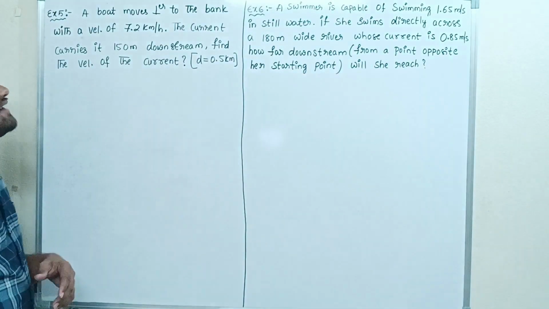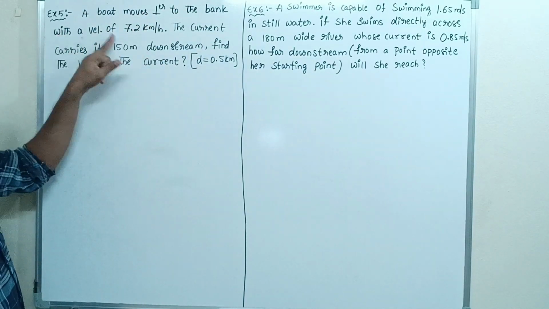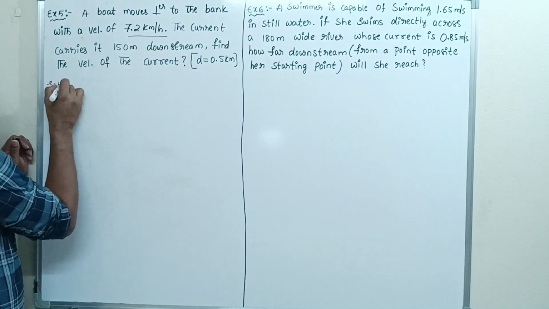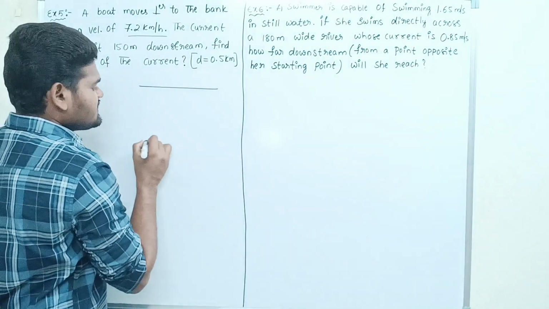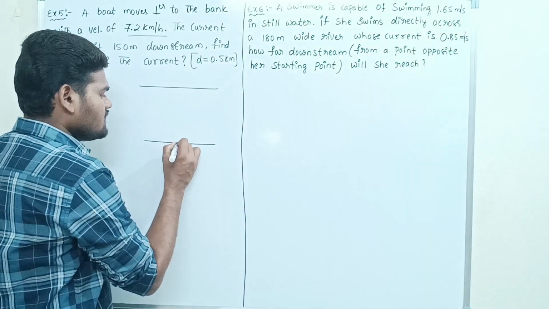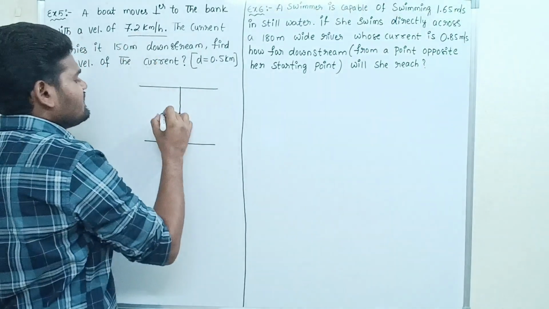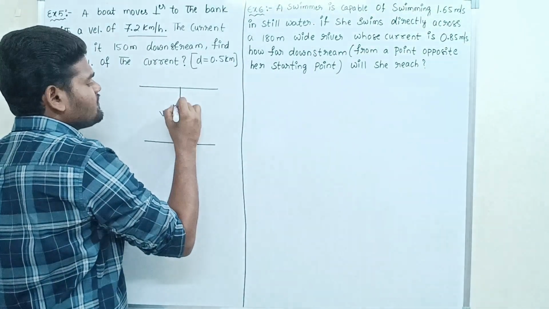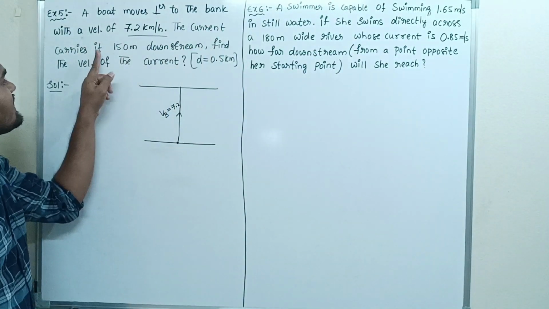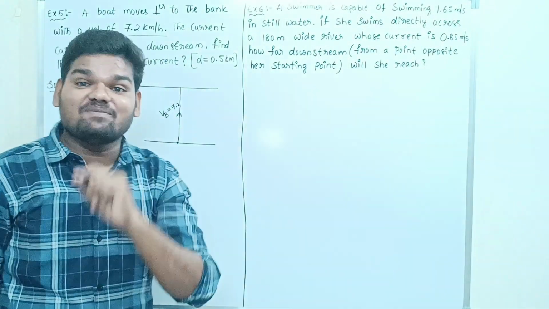Right. So question number 5. Have a look at what is given. A boat moves perpendicular to the bank with a velocity of 7.2 kilometers per hour. Solution: there is a boat which moves perpendicular to the bank of a river with a velocity of 7.2 kilometers per hour. So the current carries it 150 meters downstream.